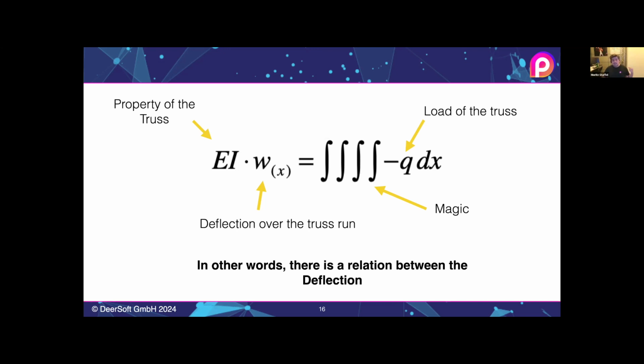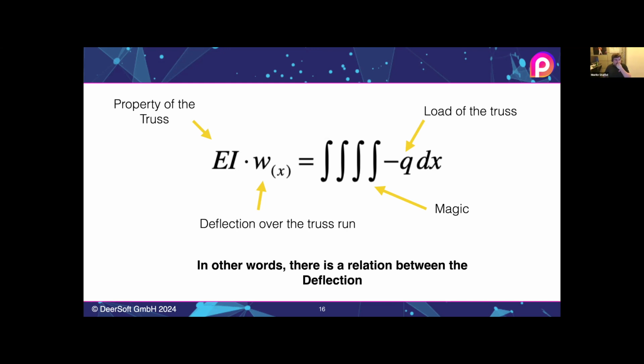There's a relation between the deflection of the truss and the loading of the truss, which is pretty obvious: if you load a truss more, it deflects more. The link between them is the integral. The rule is that the negative function of the load of the truss, which is minus Q in here, equals the deflection at a specific position.